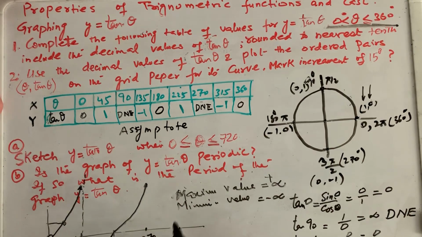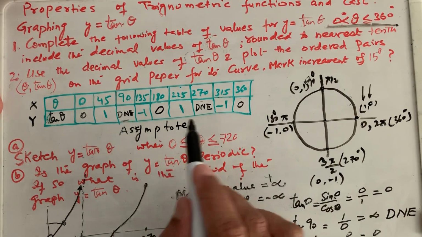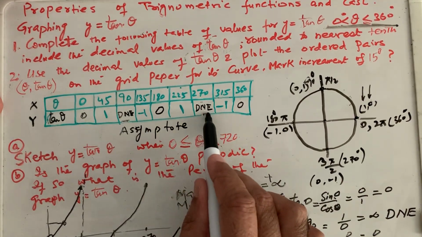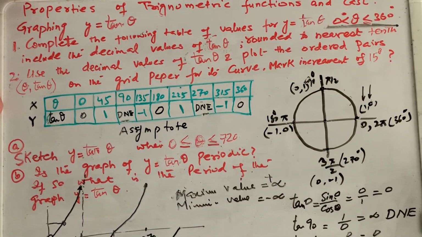And one question may be asked: state the asymptotes of y equals tangent theta. What are the asymptotes of y equals tangent theta? We have the answer here. The asymptotes of y equals tangent theta are at 90 degrees and 270 degrees. So these are two asymptotes.